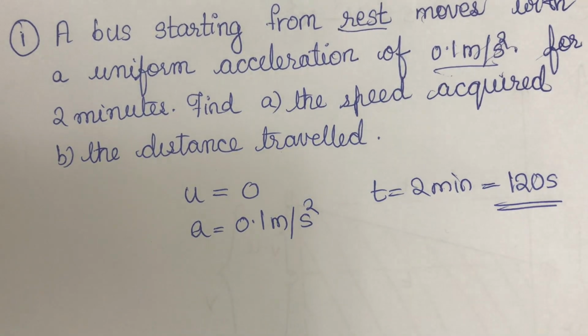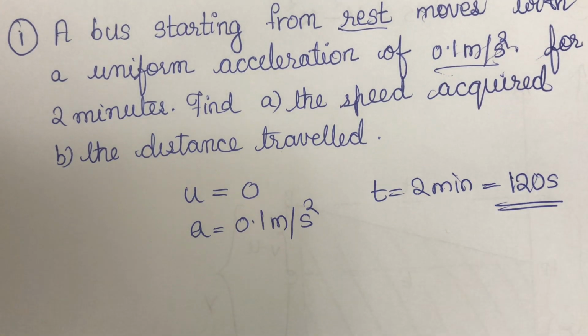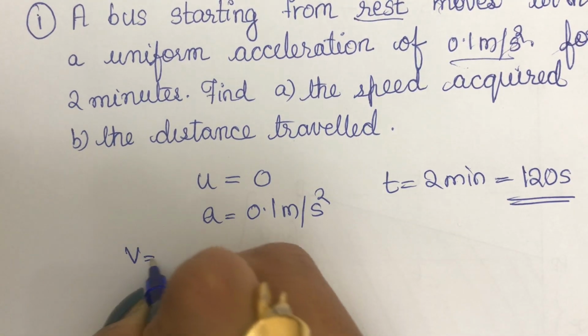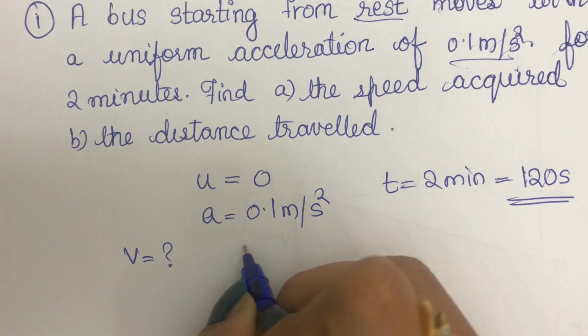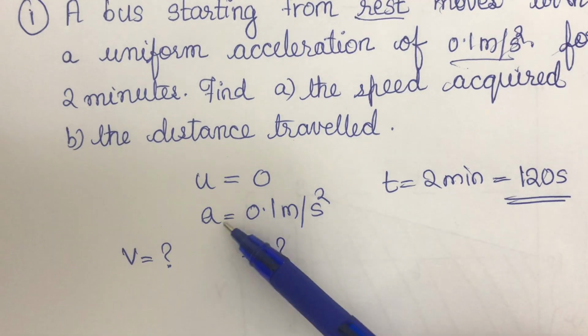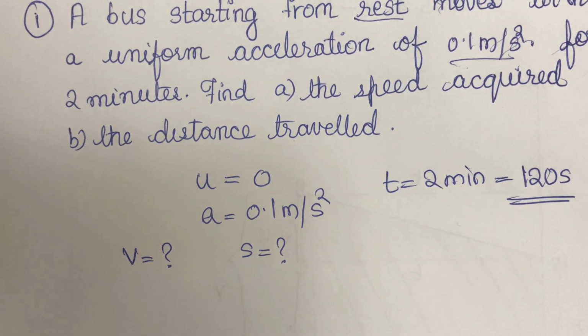Okay. And now we have to find the speed acquired. What is the speed acquired? Speed acquired means the final speed acquired, that is the final velocity. We have to find speed and we have to find distance also. So you have U, A and T. So we can easily find V, no?